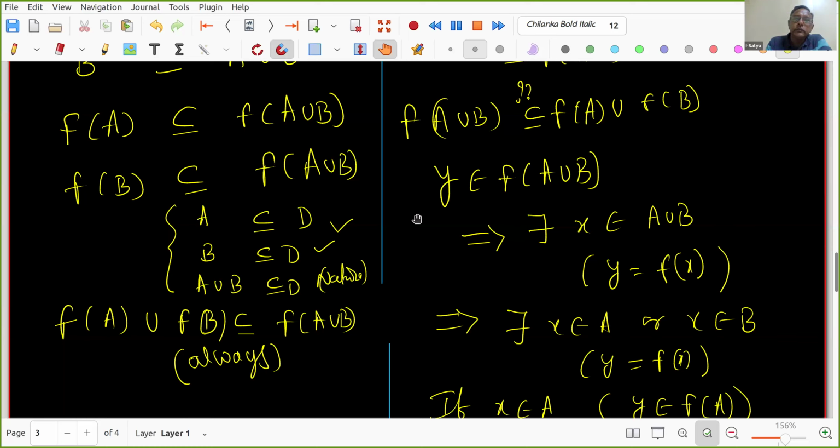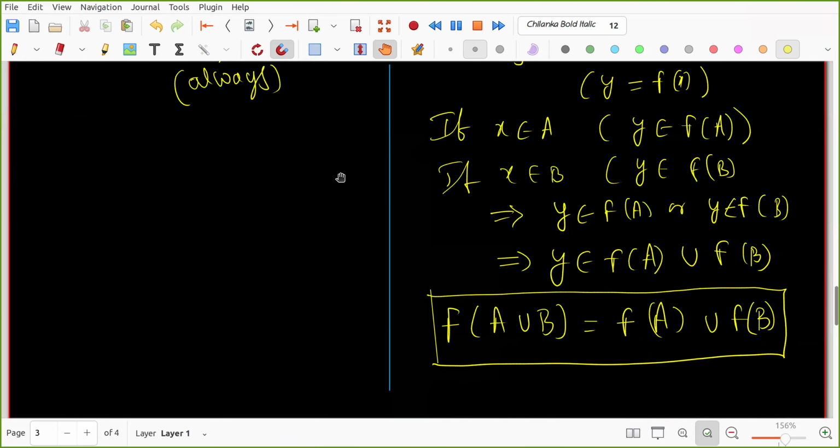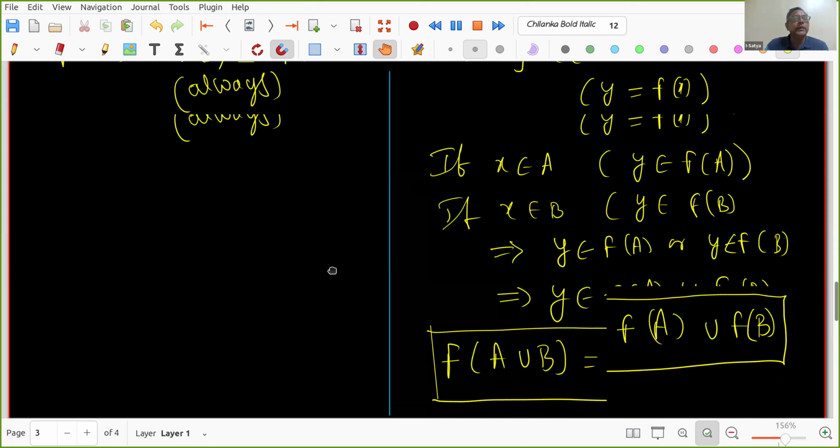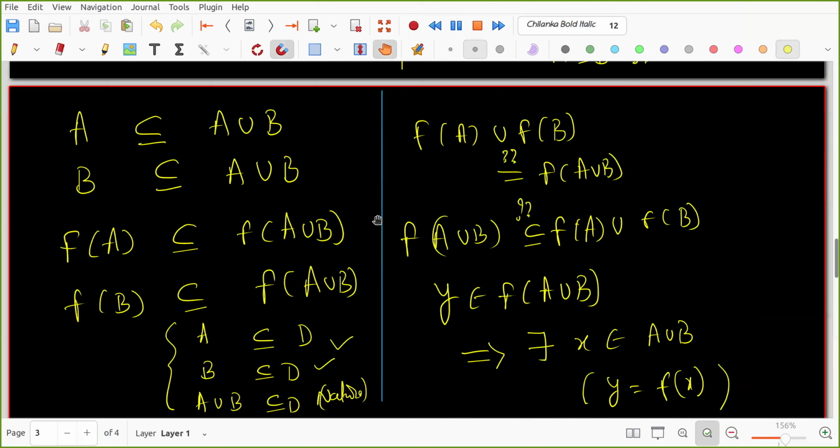Correct. If x belongs to A, then y belongs to f of A, or x belongs to B, then y belongs to f of B. So y belongs to f of A or f of B. Wonderful. So y belongs to f of A union f of B. So what about the other side? How do you show that f of A union f of B is a subset of f of A union B? Since we know that A and B both are subsets of A union B, then f of A is also a subset of f of A union B, and f of B is also a subset of f of A union B.